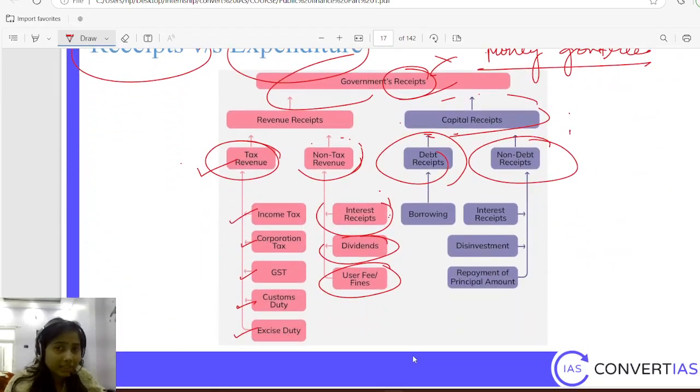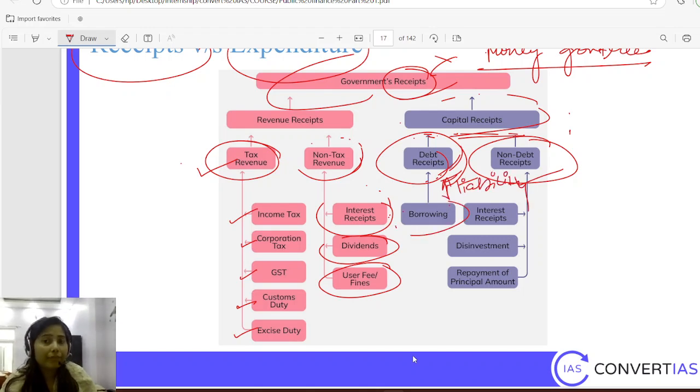See, in capital receipt, there are two types of receipt: debt receipt and non-debt receipt. Debt receipt means increasing liability. So that is borrowing. If we are borrowing from the IMF, money is being credited into the government's account. Money is inflowing. But that is a debt. India has to repay it after some point of time. So that is a debt receipt. It is increasing liability, but again, it is a form of capital receipt.